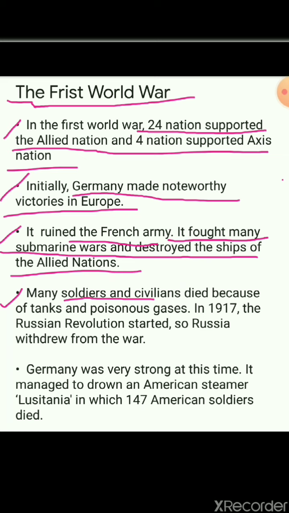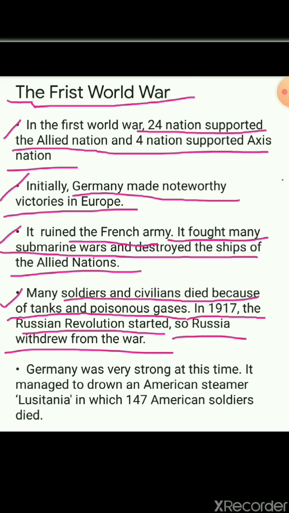Next. Many soldiers and civilians died because of tanks and poisonous gas. Obviously, because of these wars, many soldiers and even normal civilian people died. The reason was tanks and poisonous gases. In 1917, the Russian Revolution started. So, Russia withdrew from the war. In 1917, the Russian Revolution was started.